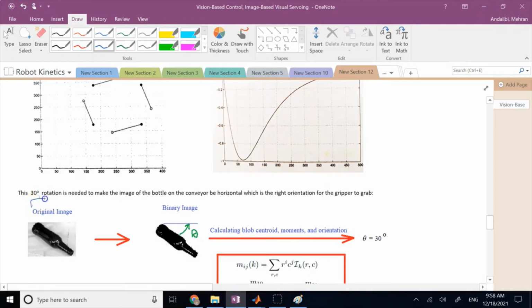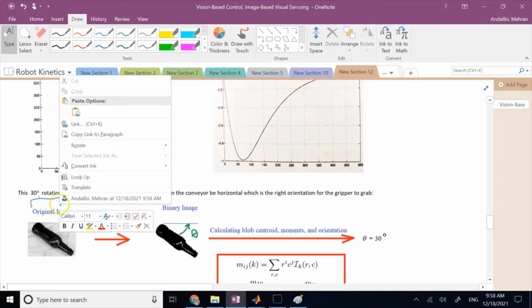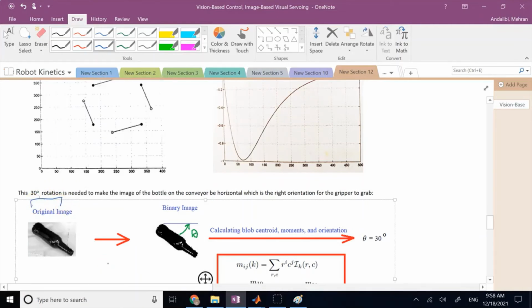So let's say the end effector is like this. Okay? The end effector is like that. And the camera that is attached to this end effector also, let me add it somewhere, let's say like this. This one sees the bottle like this, rotated and not being perfectly horizontal like this.